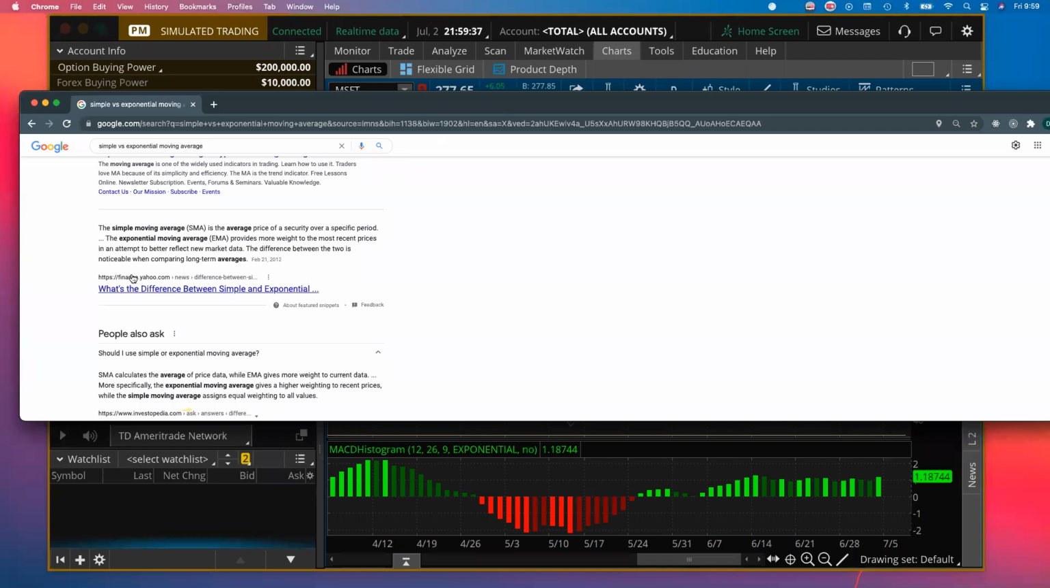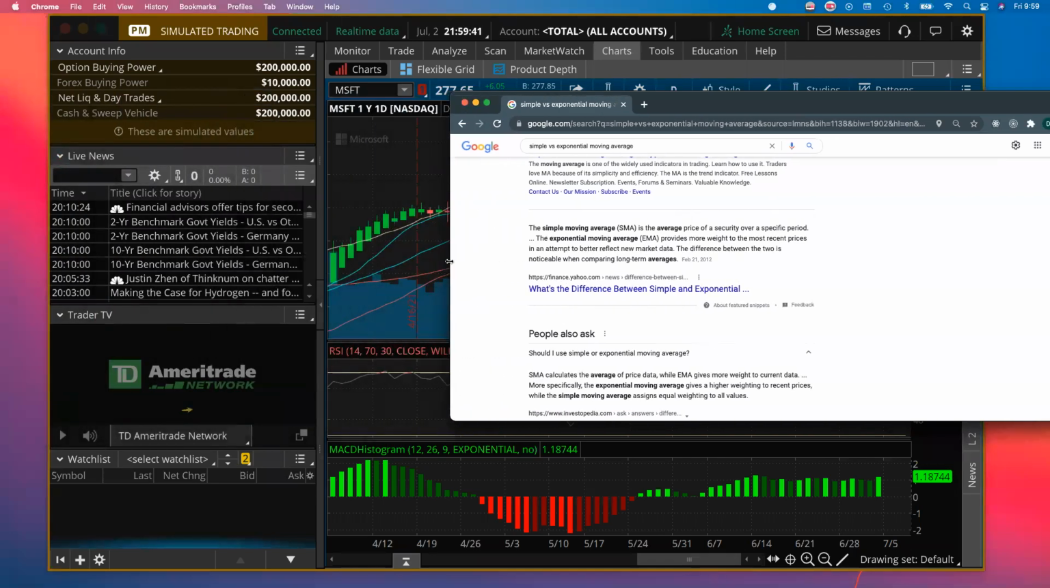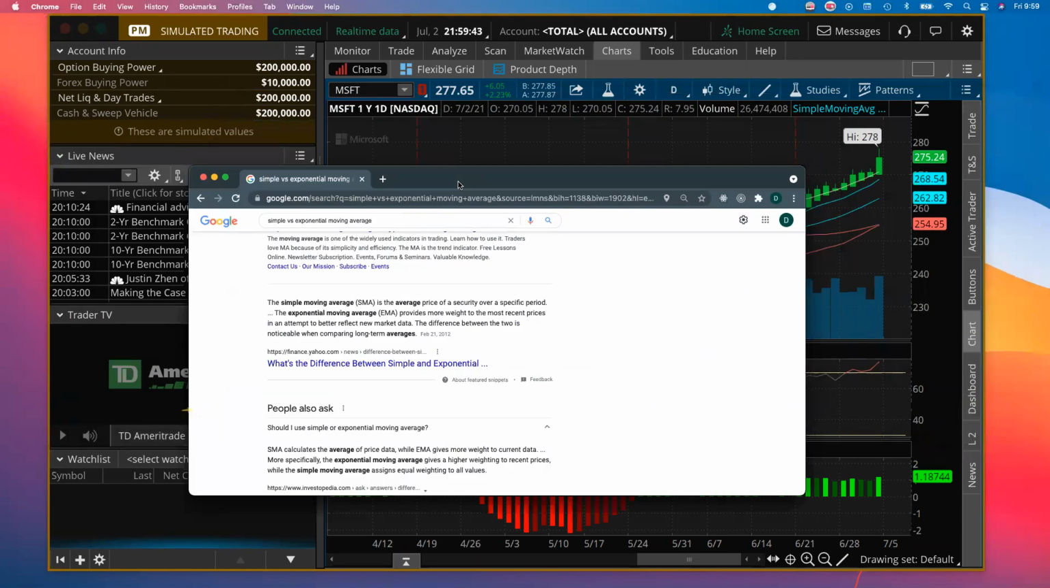So if you have a question when it comes to indicators or setting them up, for example, then you could ask me or ask Absolute. We'll tell you what's the best way to set up an indicator or what kind of settings we use. But when it comes to questions like what's the difference between simple and exponential, I'm always going to tell you, just Google it.